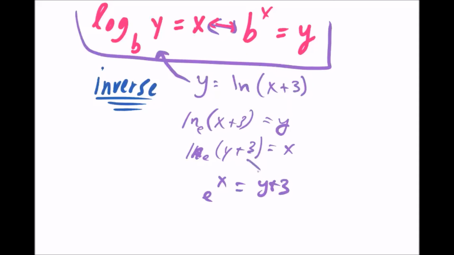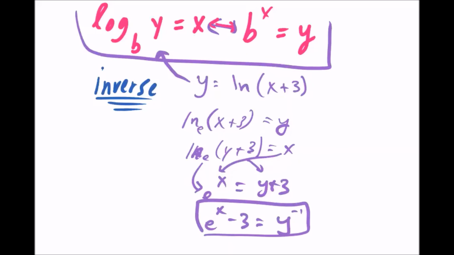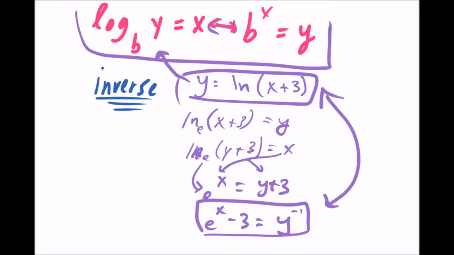All I did was switch this exactly as we've been doing this whole video. This becomes here. This moves over to the exponent, and the y plus 3 moves to the other side. Now to finish this off, I'm just going to subtract 3, solving for y. So the inverse is e to the x minus 3 equals y. These two are inverse functions.